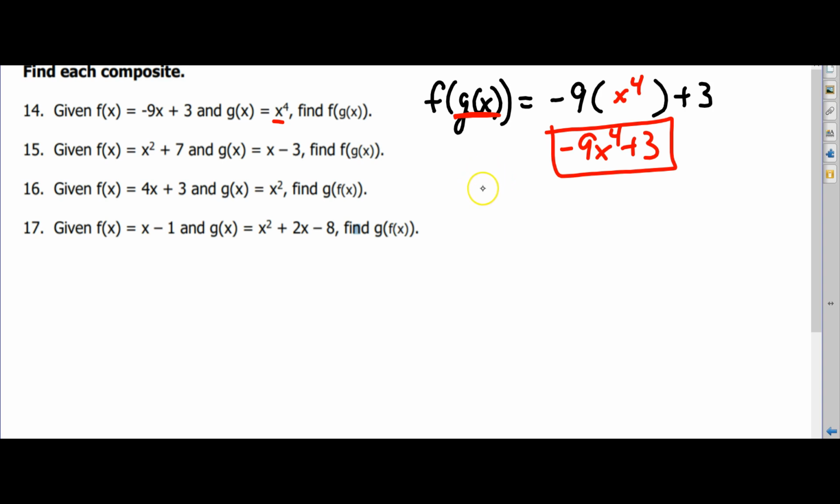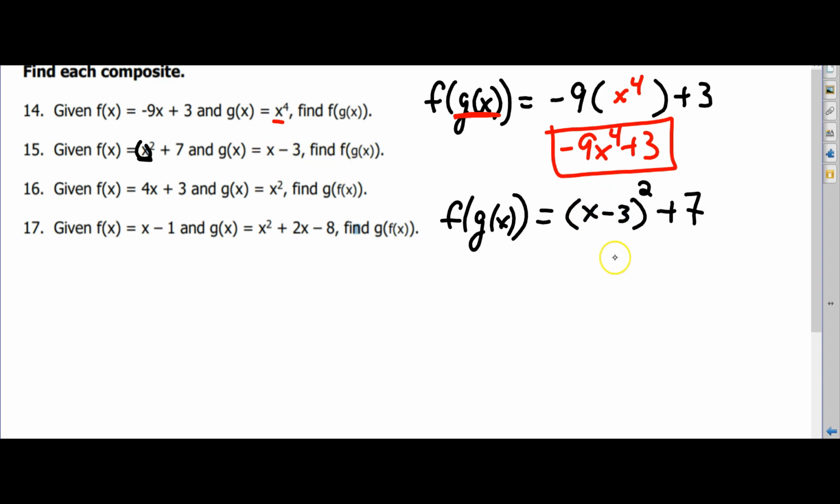For the next one, I want to know what f of g of x is again. But my f function for number 15 is going to be x squared plus 7. So I set it out as parentheses, squared, plus 7. Where there was an x here, I've made it just parentheses because I'm going to put something in for the x. And what I'm putting in for the x is the g function, which is x minus 3. And so from here I'm going to square that binomial.